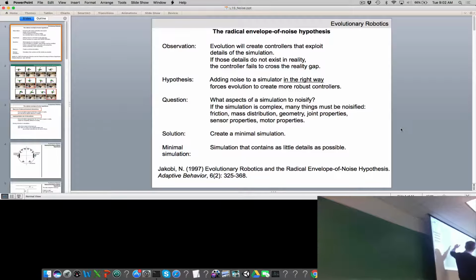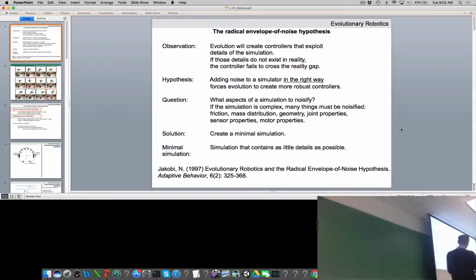Okay, but that hypothesis brings up a lot of questions. What aspects of the simulation do we noisify? They coined a new verb here, noisification. Especially if the simulation is complex, many things must be noisified. So again, this was the pre-physics engine era, but three years later physics engines were invented, and we're using them now. What do we put noise on? Do we put it on friction, mass distribution, geometry, joint properties, sensor properties, motor properties? Where does it all end?